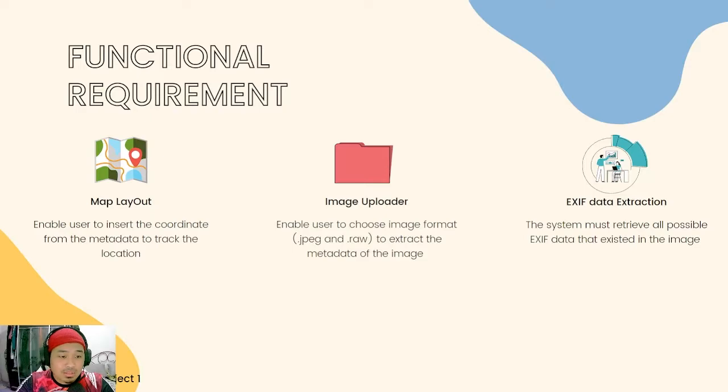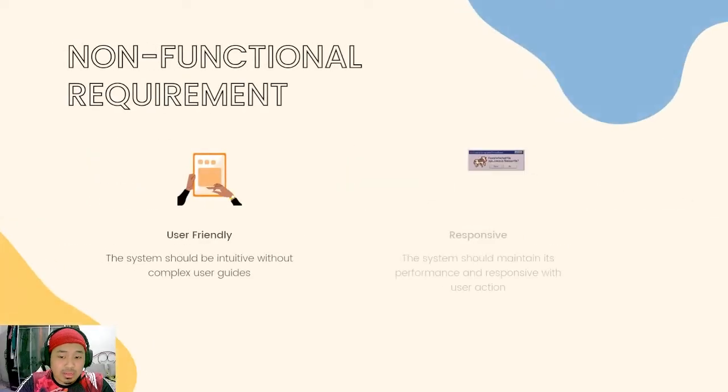The system must retrieve all possible Exif data that existed in the image, because some data might have been deleted or not recorded. But for this system, we try our best to get all the data that can be retrieved from the image. Next, we're going to the non-functional requirements.